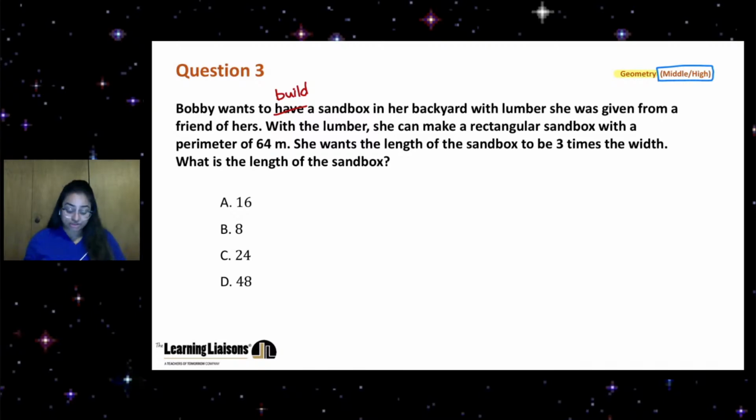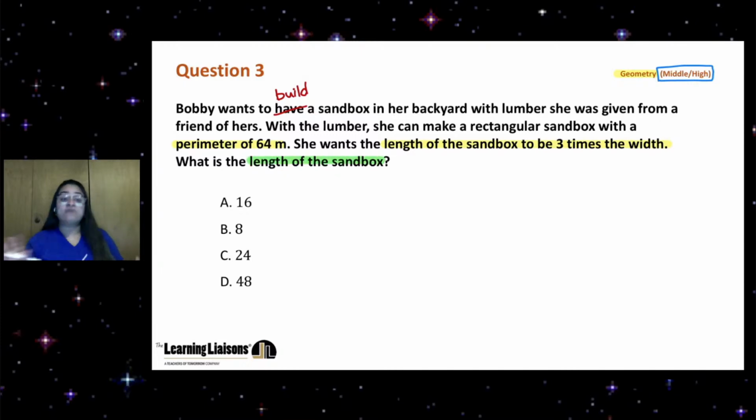Okay, this is where you guys start running from me. This is where you guys just hightail out of here. You don't want to come back. You're like, nope, that's it. Math isn't for me. And the question is what? What is the length of the sandbox?